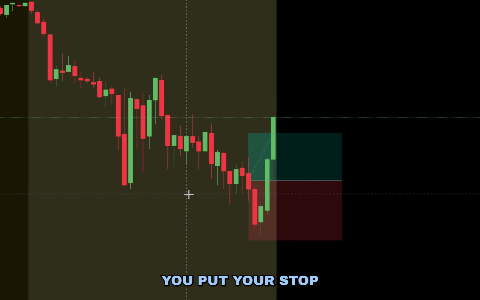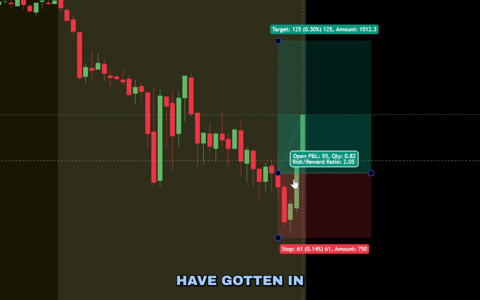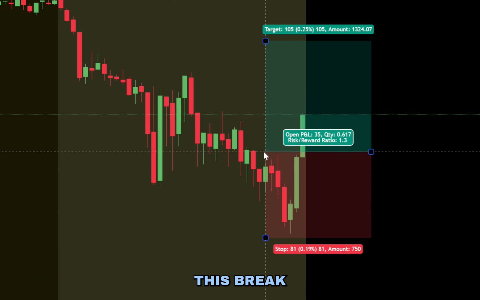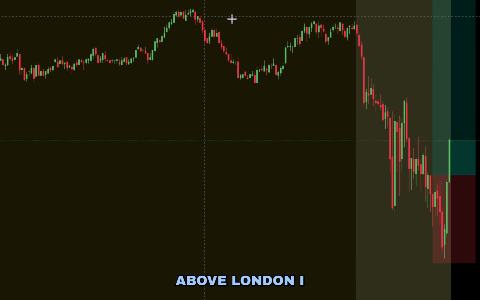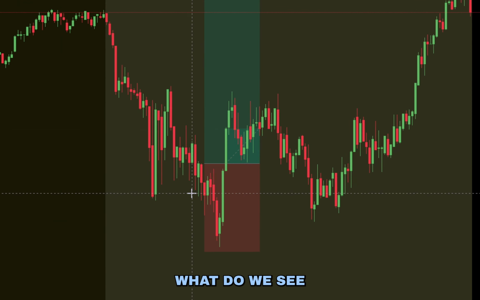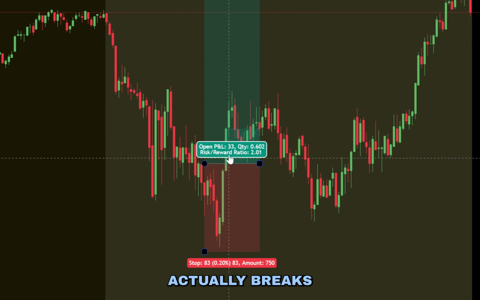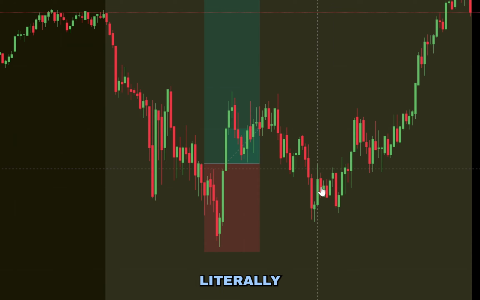on here. You put your stop loss at the origin. Notice we would have gotten in as soon as this break right here. And we aim for a 1 to 2, which is also right above the London high. And then what do we see happen? We see that price actually breaks, comes back, literally comes back.